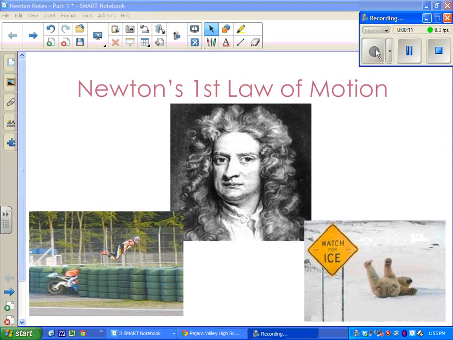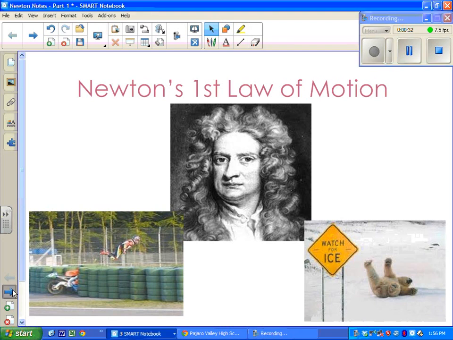There are three parts, one part for the first law, another part for the second law, and a third part for the third law. If you would like to skip ahead to the second or third parts and laws, you can click on the links here on the screen and it'll take you directly to those parts. Otherwise, we're going to start with law number one and go straight through.